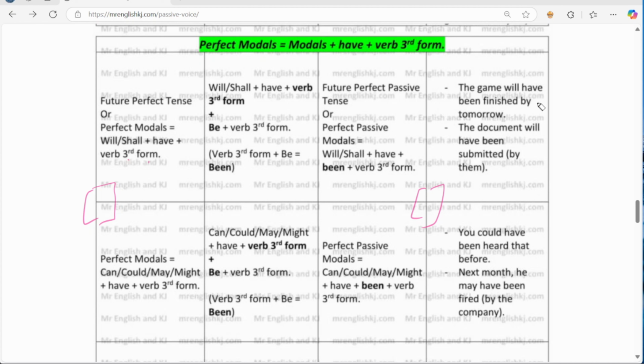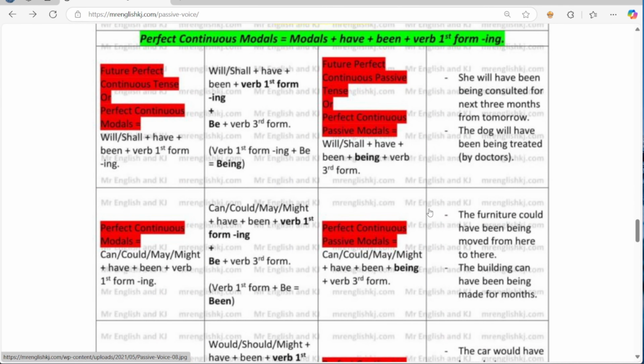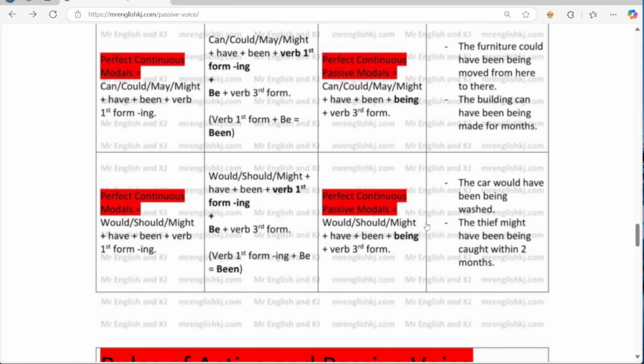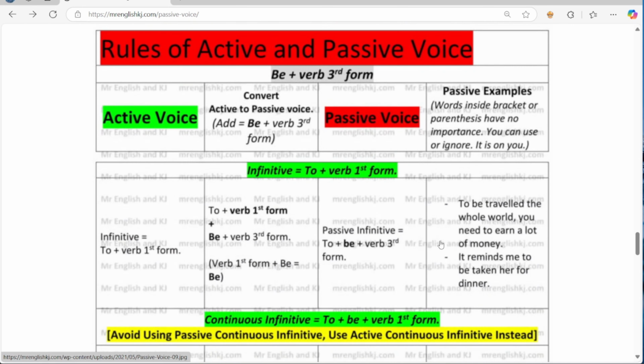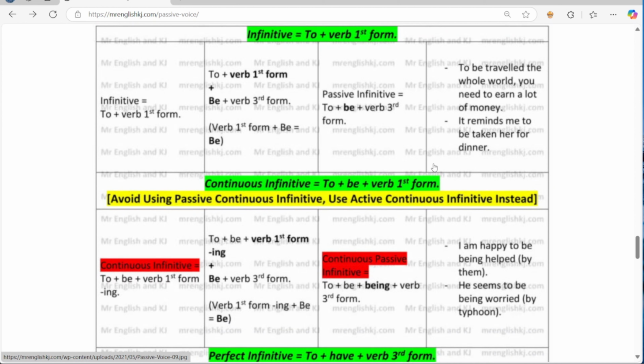What you need to do here also, you need to convert the passive example back into active, or you can use the word someone here. Okay, same thing. We don't use future perfect continuous here also. People don't use it because it is debatable. Infinitive. Infinitive is similar, like want to be, to plus verb first form. What we do, we add to be plus verb third form.